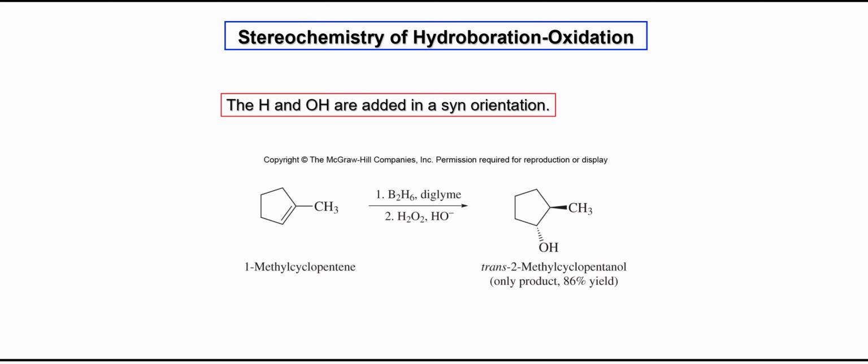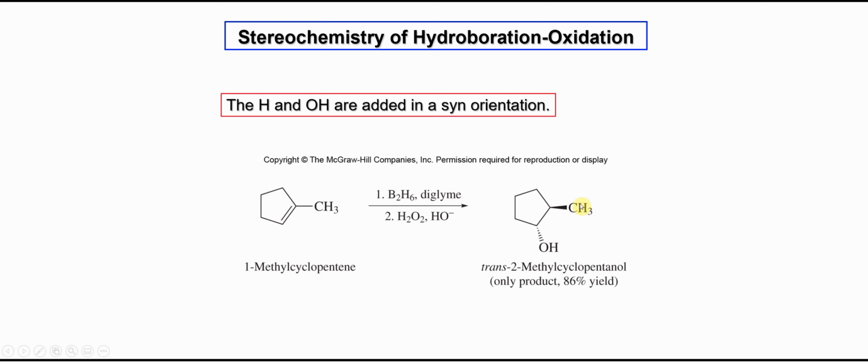So this hydroboration oxidation reaction is not only a regioselective reaction, but it's also a stereochemical selective reaction. So what does that mean? Meaning the hydrogen and your hydroxyl will be added in a syn orientation, or when you have your substituents, this OH alcohol will be added to the opposite or trans position of these substituents.